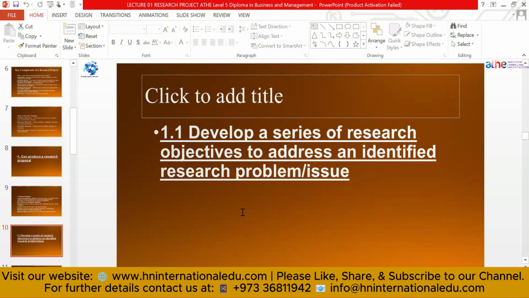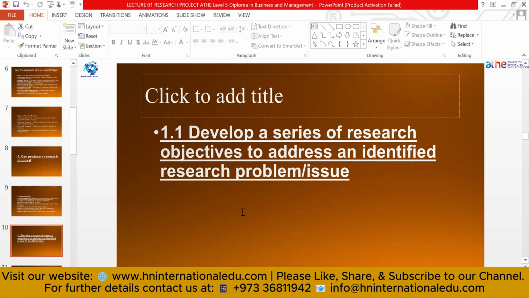Now comes LO1, assessment criteria 1.1. Develop a series of research objectives to address an identified research problem and issue. Now, obviously, you haven't selected a topic yet. I did corporate social responsibility. It's at the end. It is for you people. You need to study it by yourself, and then we can have a discussion on it. Before that, whatever the points were in your indicative content, I tried to help you out in making up the slides, and we can discuss it in detail.